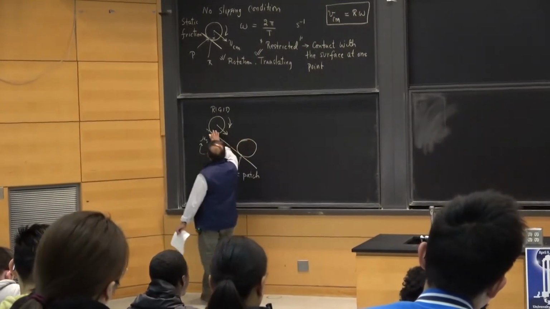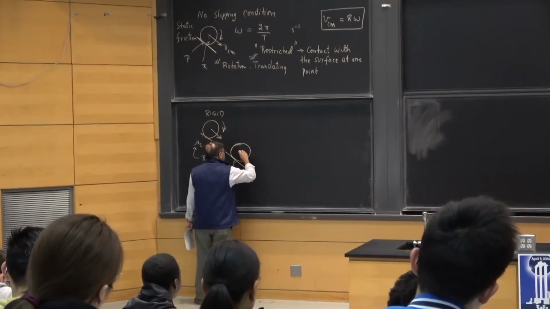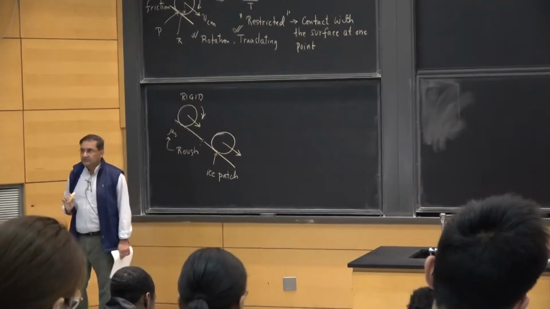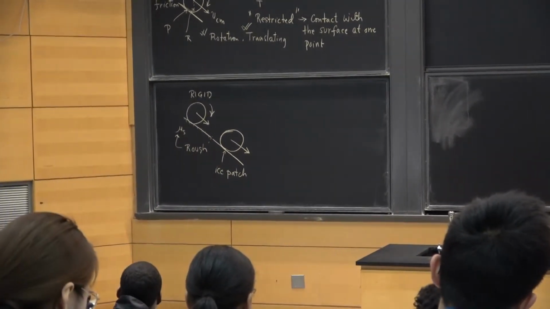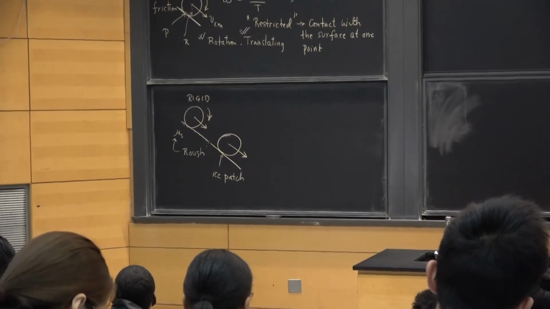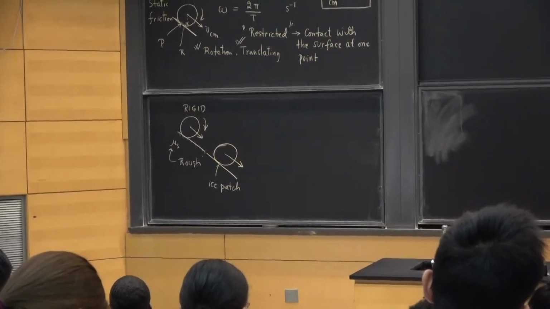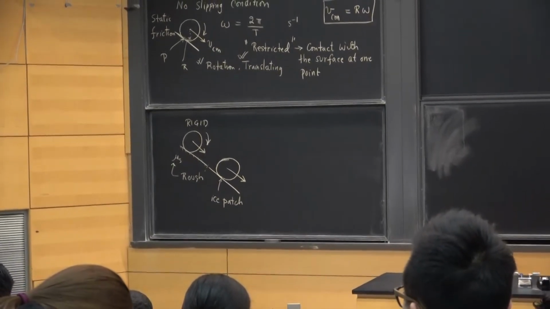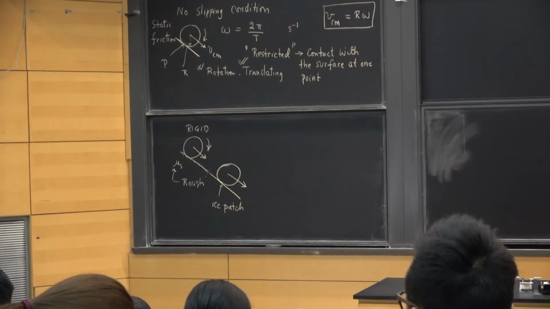So if the ball was moving along here, there is no question that the center of mass will be moving along. That's a no-brainer. But what happens to the rolling? Do you think it will continue to roll, or will it not roll anymore? Remember, there is no friction anymore.